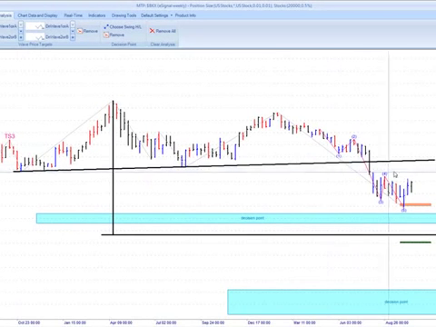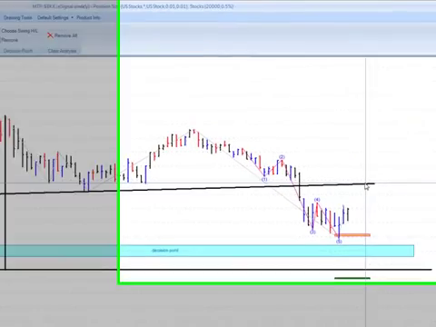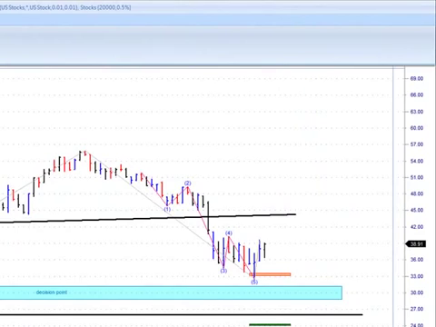What was the neckline here? But basically resistance around that 45 area. So we'll see how that unfolds.